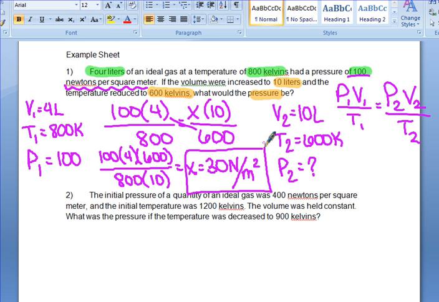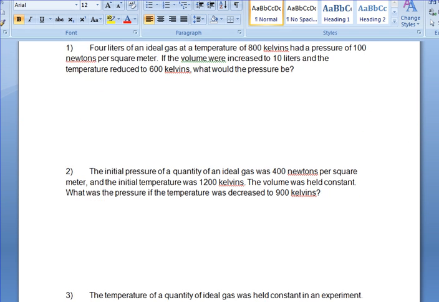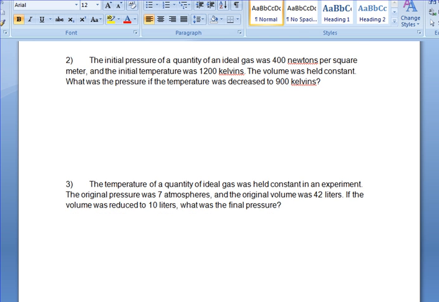All right, let's go ahead and do this second example together. If you'll look at the second problem on your example sheet. Number 2 says, the initial pressure of a quantity of an ideal gas was 400 newtons per square meter, and the initial temperature was 1,200 Kelvin. The volume was constant. What was the pressure if the temperature was decreased to 900 Kelvin?